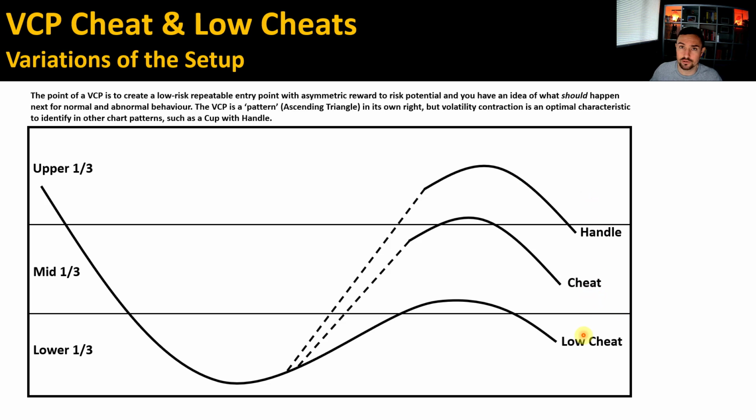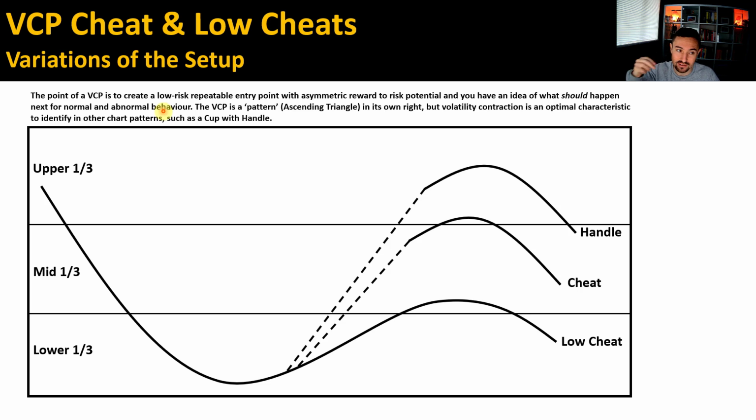But you can get cheats and low cheats in VCP setups, high tight flag setups, Darvas boxes, pennants, wedges are quite common to get lower entries. You're going to see one for Novavax, I think, that's more of a cheat type entry. So the point of a VCP is to create a low risk repeatable entry point with asymmetric risk versus reward potential, and you have an idea of what should happen next for normal and abnormal behavior. That's why I was showing you what happens after.